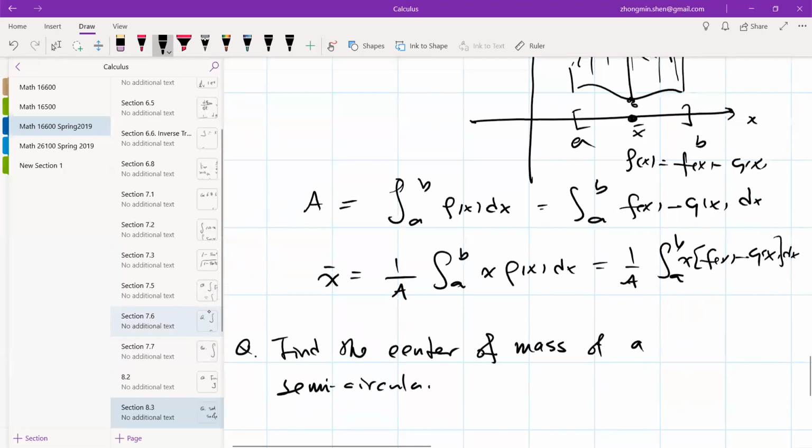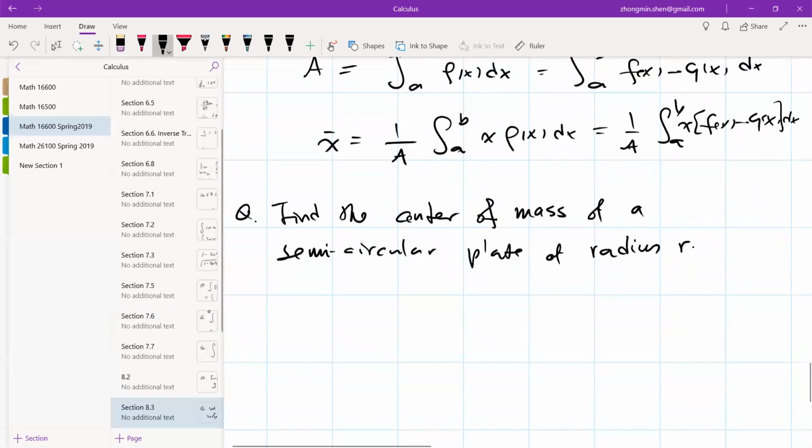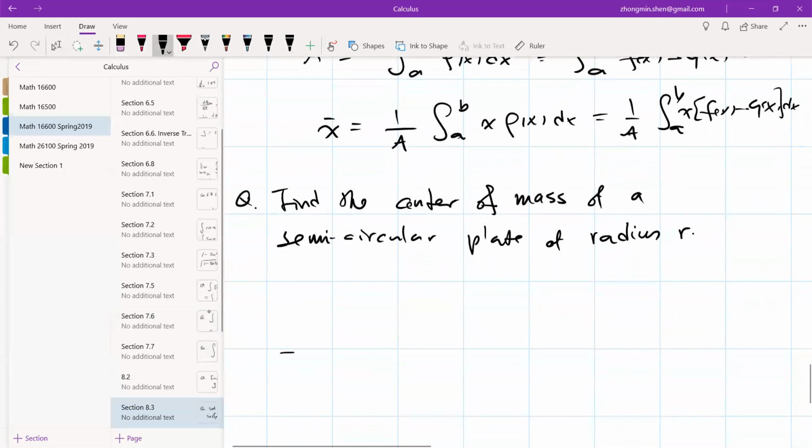Semicircular, center of radius r. All right. Right, so let's draw the picture here. So this is a circle with radius r. Okay. And when you look at the picture, how do you solve the problem?